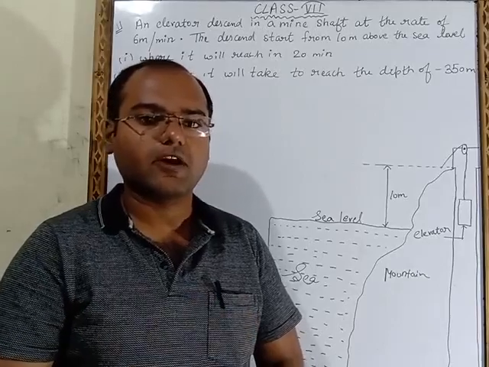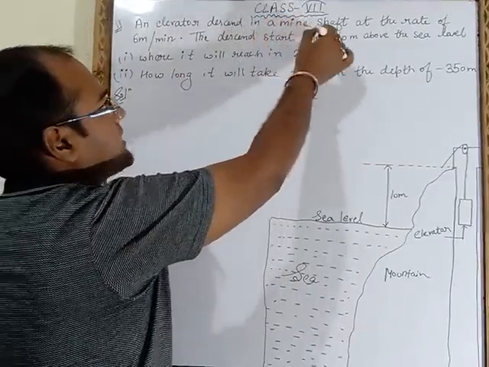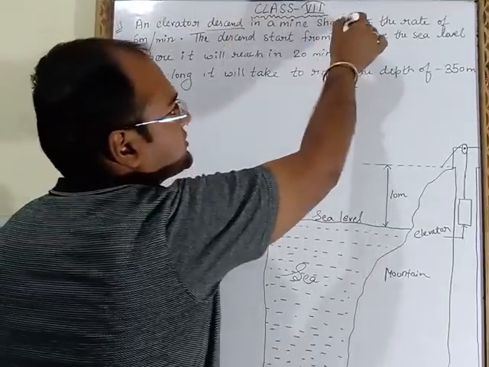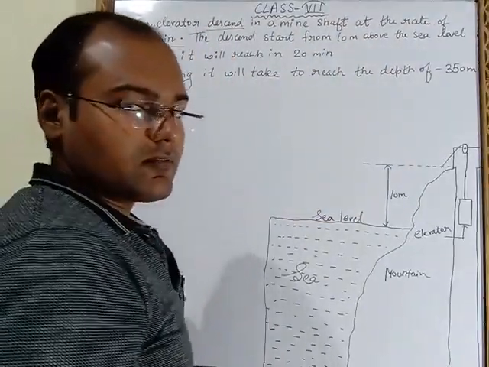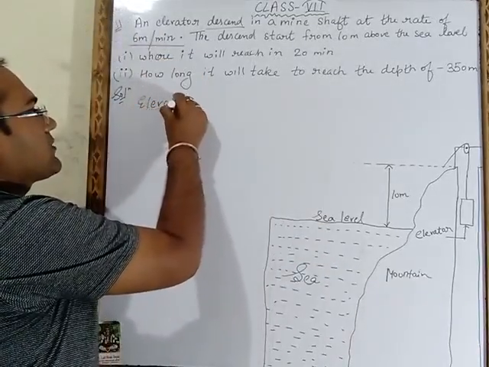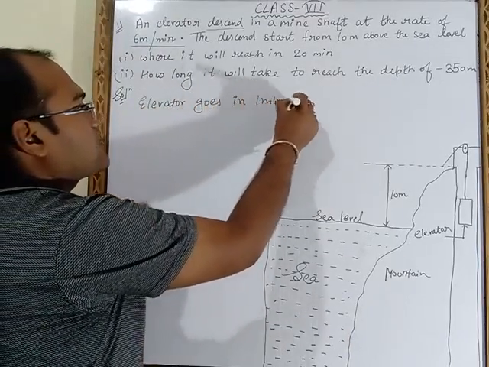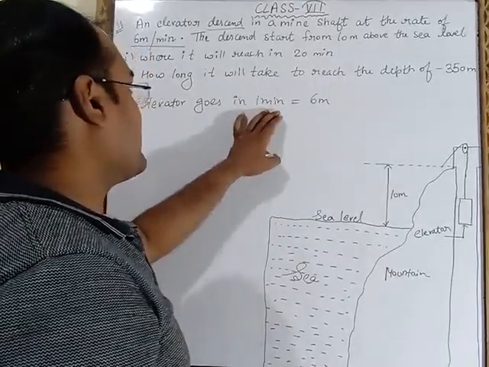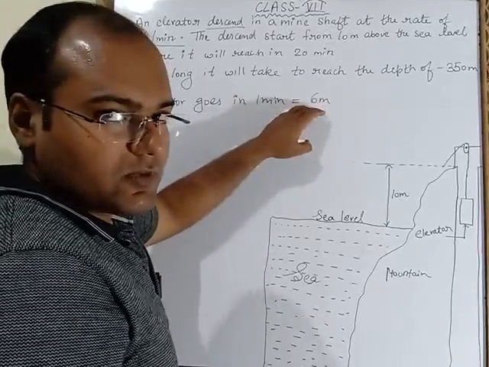Now see this question number 11. The 11th question is: the elevator descends in a mine shaft. Descends means goes down. The elevator goes down in a mining shaft at the rate of 6 meter per minute. That means what is given here? Elevator goes in 1 minute is equal to 6 meter. Here distance is given. In 1 minute the elevator goes down in the mine. How much distance? 6 meter it will go.